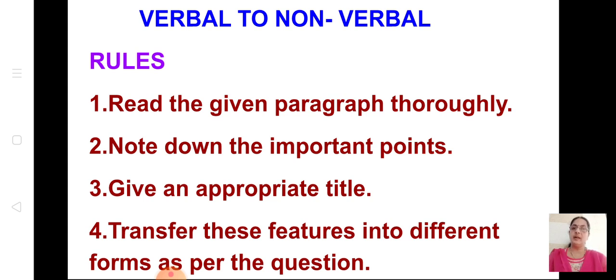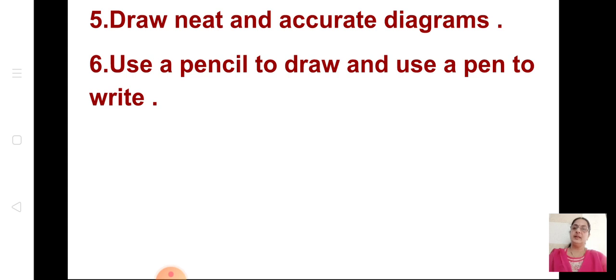If it is a flow chart, you will write one below the other as a flow chart. If it's a tree diagram, you will write in the form of a tree diagram. Now we will learn only about the tree diagram. After writing the features, you draw neat and accurate diagrams. You have to draw with a pencil and use a pen to write the information.